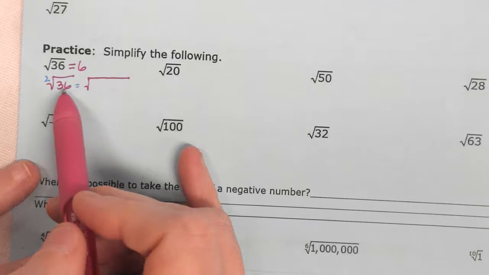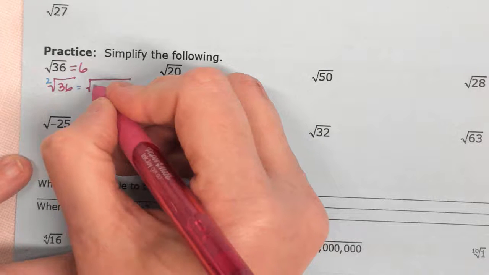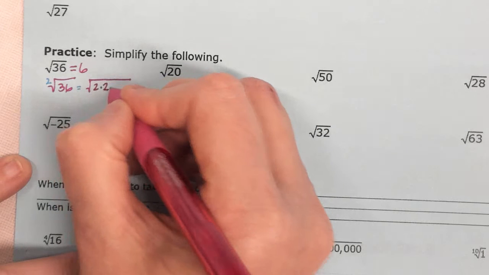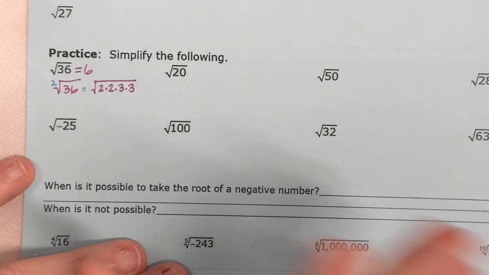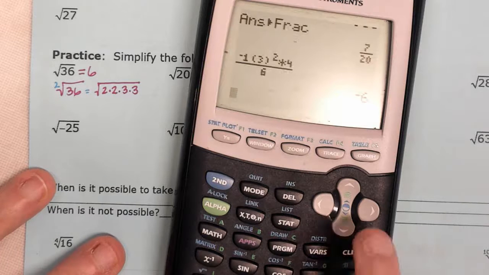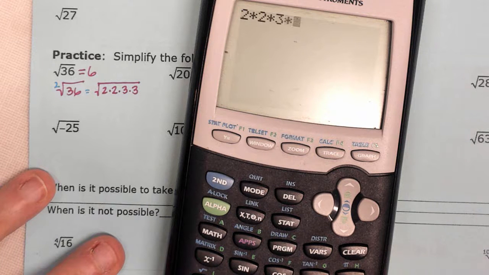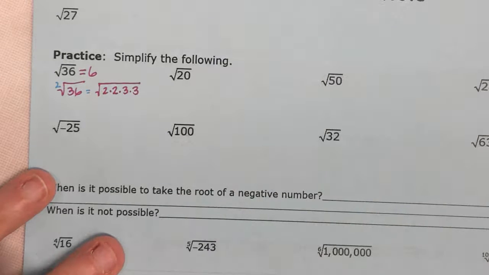So the radicand, okay, if I find the prime factors of the radicand, it's 2 times 2 times 3 times 3, right? Do you guys agree with that? Because if we put that in my calculator, 2 times 2 times 3 times 3 is 36. And those are all prime numbers, okay?